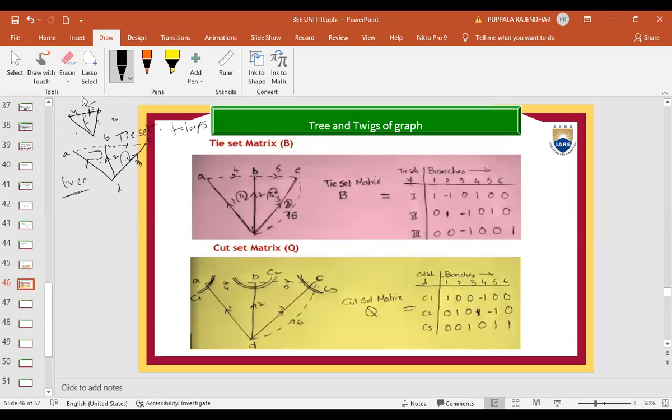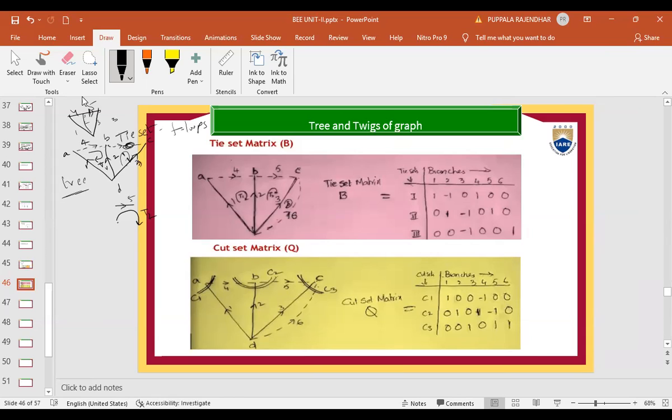But what will be the direction of this tie set? It follows the direction of the link here. So what is the direction of the link? It is in this direction. So tie set 2 is also in the same direction we are considering. And by placing link 4 here, tie set 1 is formulated.